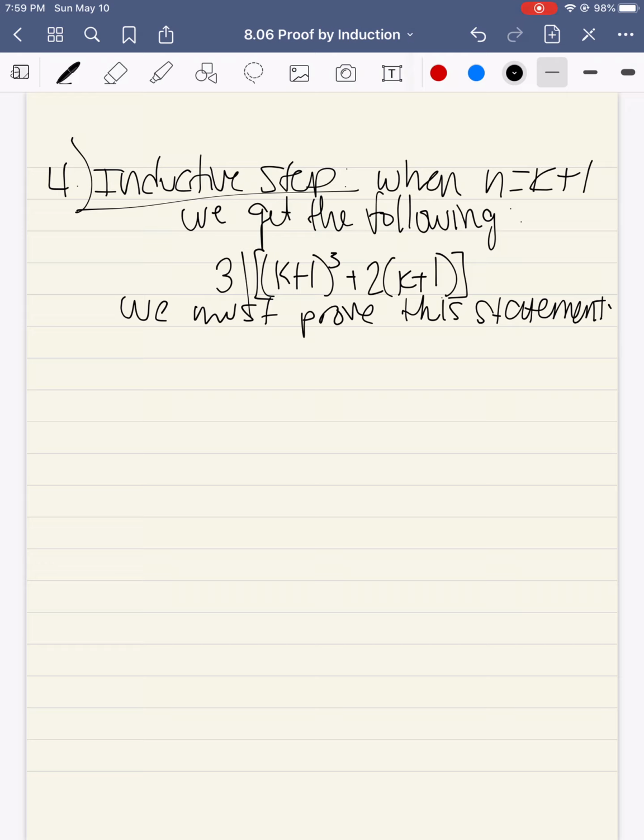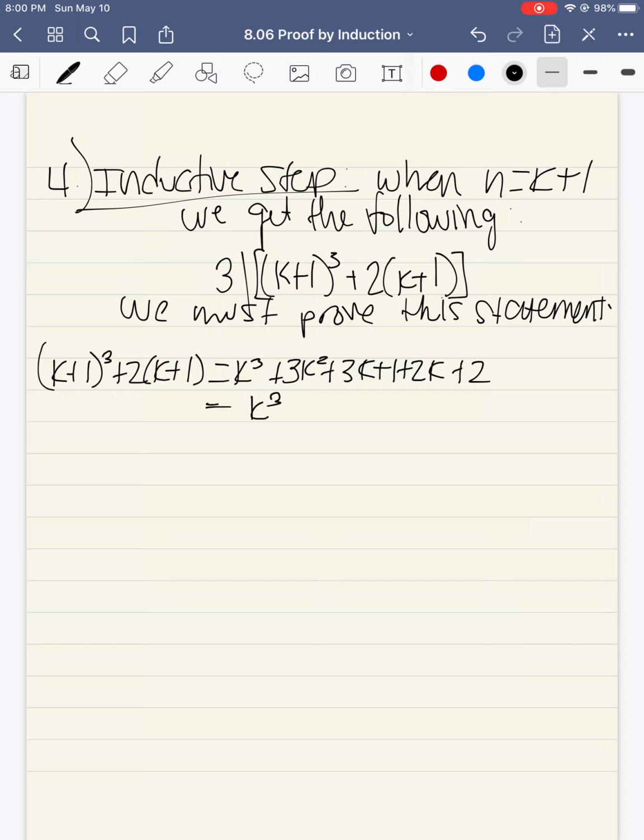So let's go ahead and just simplify our expression here. So when we have (k plus 1) cubed plus 2 times (k plus 1), this gives us k cubed plus 3k squared plus 3k plus 1 plus 2k plus 2. And so that's going to be equal to, when we simplify, k cubed plus 3k squared plus 5k plus 3.